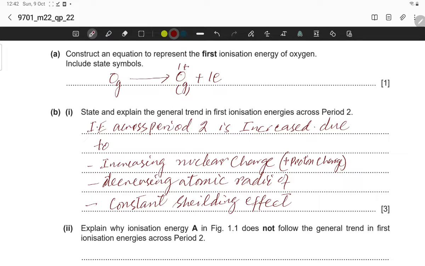So these three factors are responsible for increasing the first ionization energy across the period, because when nuclear charge increases, the number of electrons increases, so there is more attraction between the nucleus and the valence shell electrons. Hence it is very difficult, or high energy is required, to remove the electrons from the valence shell.